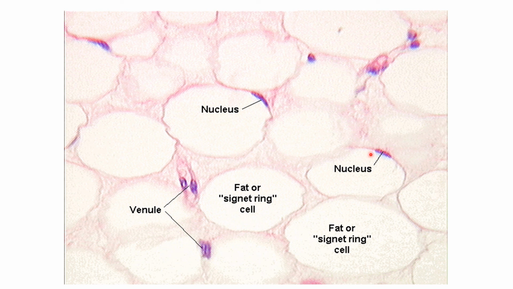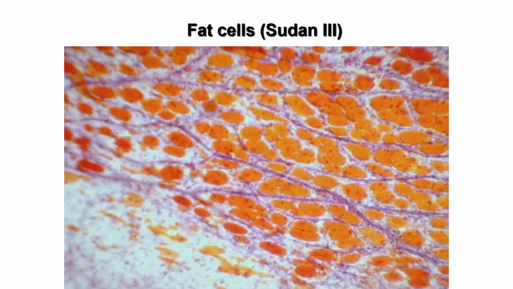This is a light microscopic picture showing fat cells stained with hematoxylin and eosin. The fat dissolved and the nucleus is pushed to one side, forming the so-called signet ring appearance, as if it is a ring. If you want to see the fat, it should be stained with Sudan 3. It appears as orange globules.